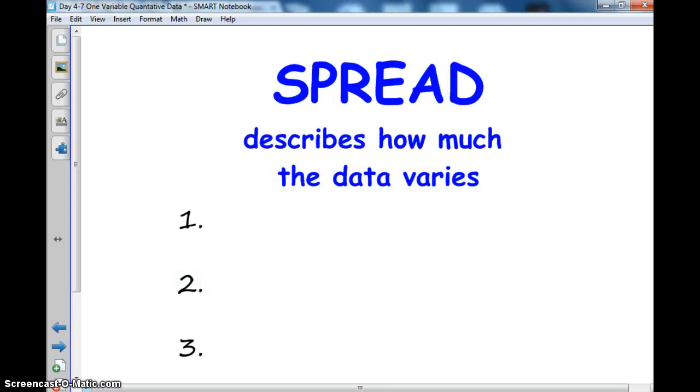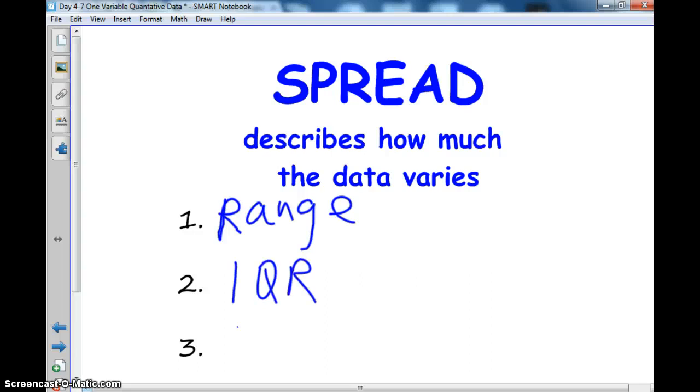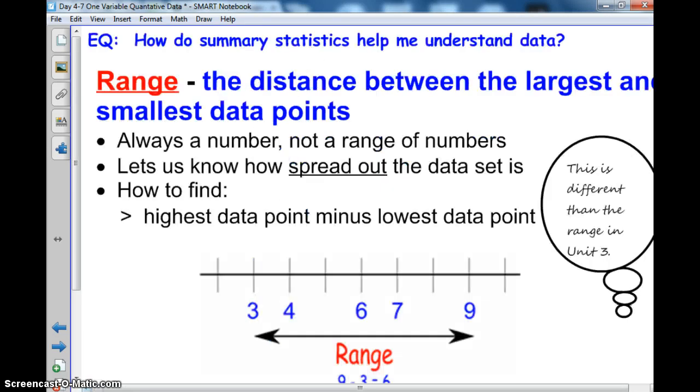Now we're going to think about the spread. There are 3 different types of spread that we're going to study during this unit. The 3 types of spread are range, interquartile range, and mean absolute deviation. You may be familiar with range. Interquartile range and mean absolute deviation are going to be new to us today.